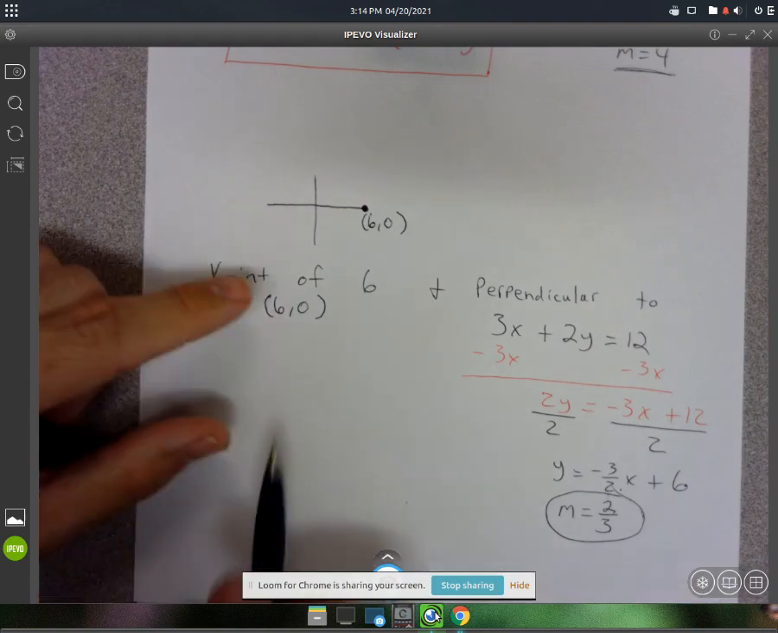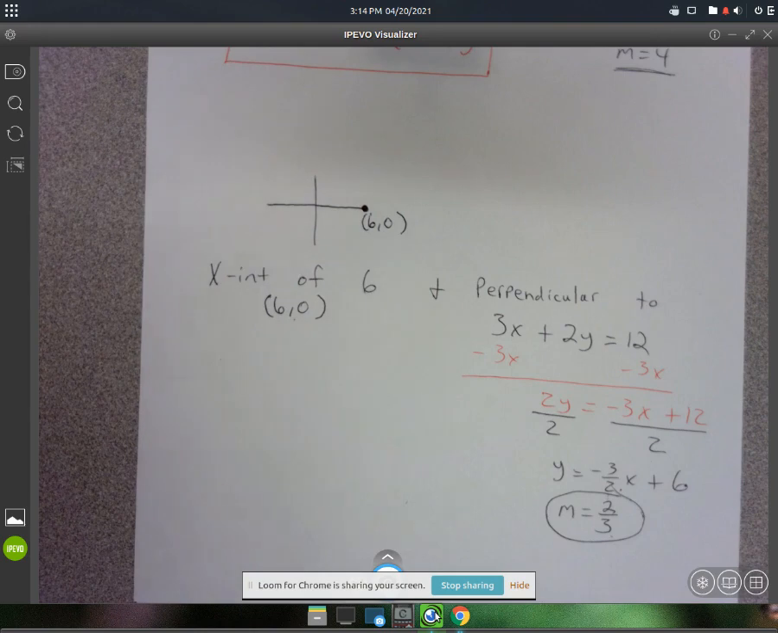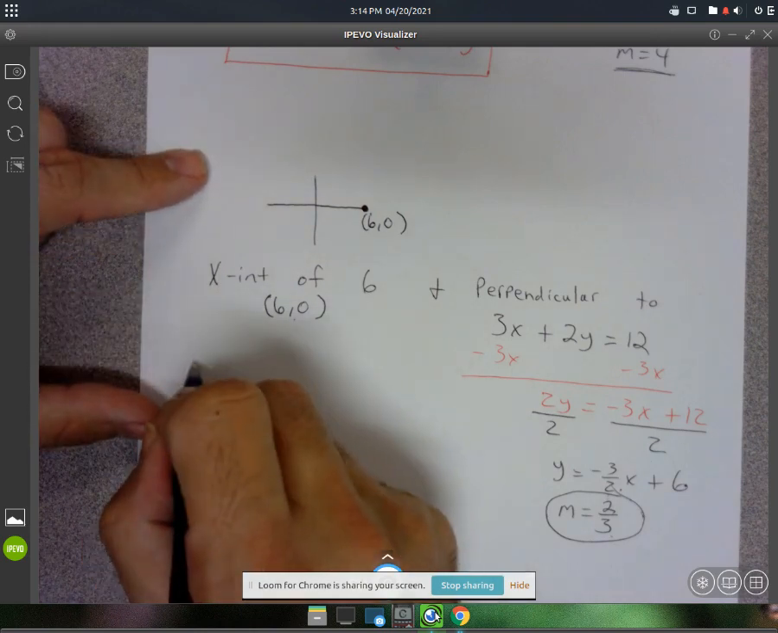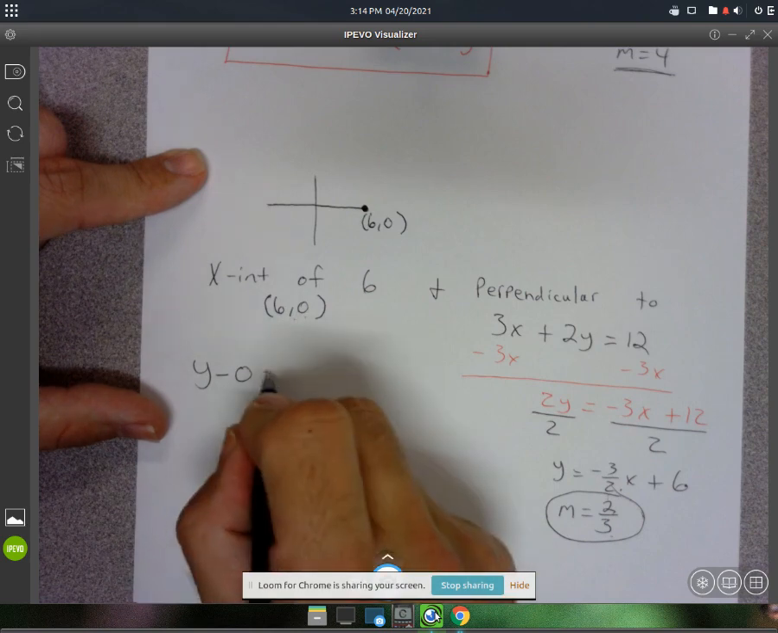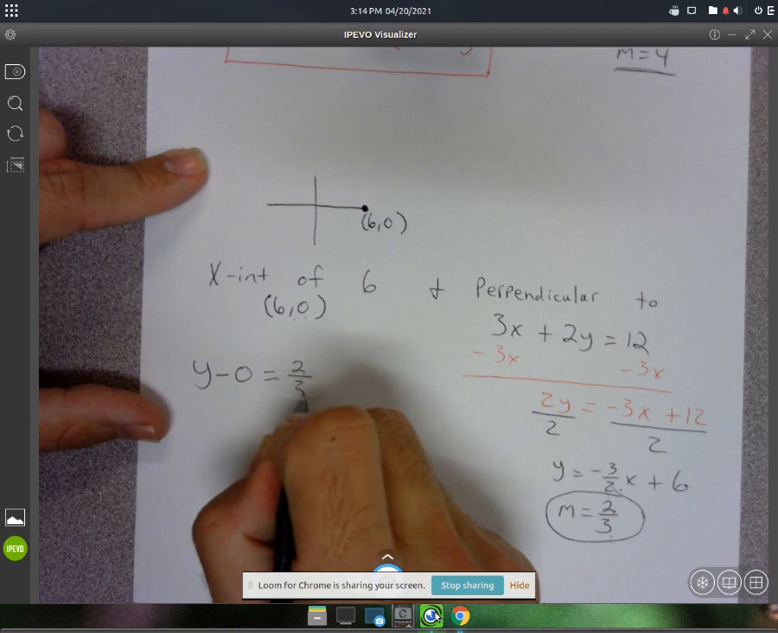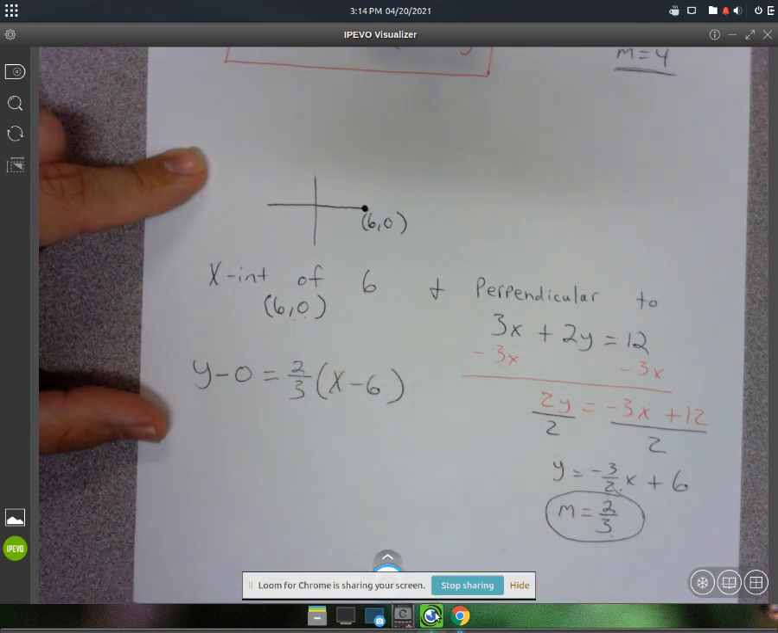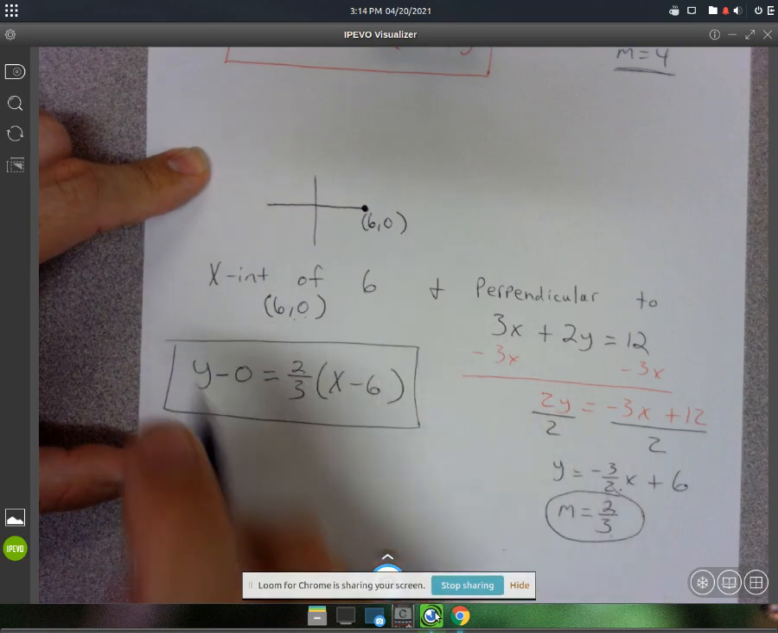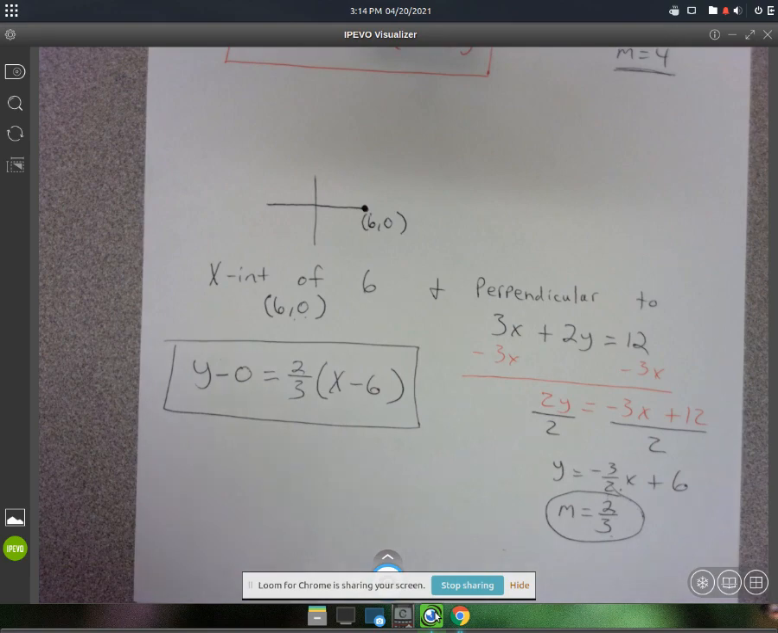All right, this is all the information I need. I've got my point, I've got my slope. I can write my answer now in point slope form. So it's going to be y minus 0, it's my y coordinate, equals m, 2/3, and then x minus 6. That's my solution in point slope form. All right, that's it for that one. I'll give you a couple more examples later.